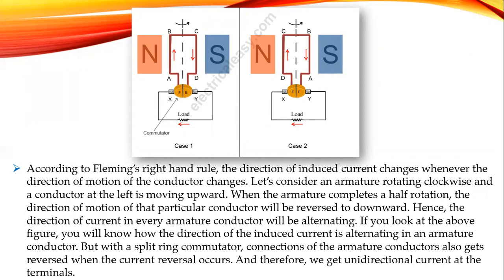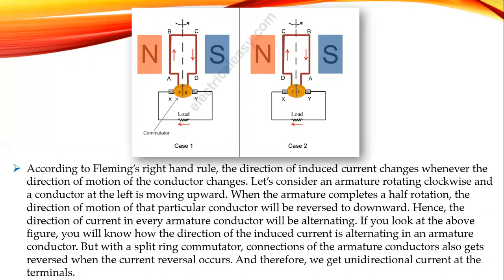Here we can see the rough diagram, case 1, and this is case 2. According to Fleming's right-hand rule, the direction of induced current changes whenever the direction of motion of the conductor changes. Let's consider an armature rotating clockwise and a conductor at the left is moving upward.